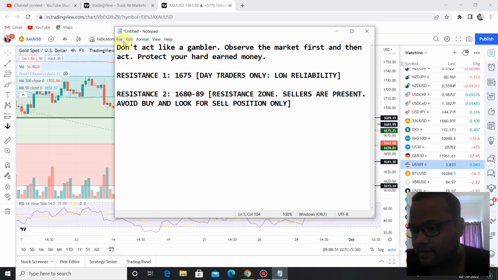See, at first don't act like gambler, observe the market first and then act. Protect your hard-earned money, as I always say. So your first resistance is 1675. For day traders only, the reliability is low. The second resistance is 1680 to 89 level, big level, but sky, I can't help it, market doesn't listen to me. Okay, resistance zone, sellers are present, so you should be avoiding buy position and you should look for sell positions only. Okay, 1675, 1680 to 89.